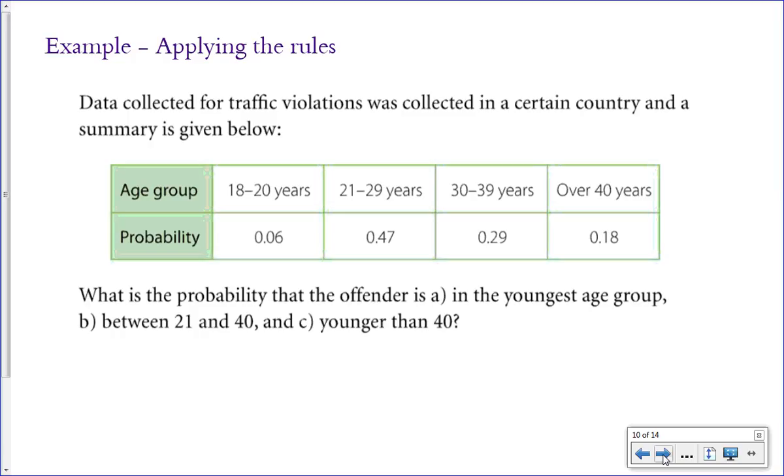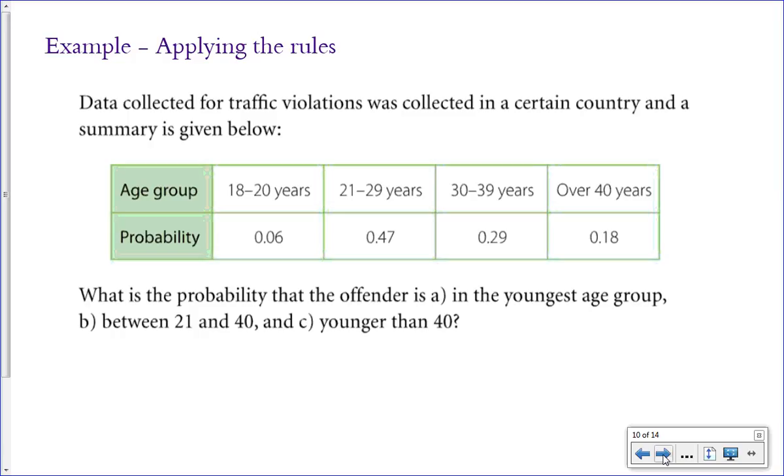So here are some examples of applying these rules. Here's some data, so we're going to do some probability with data, which is interesting. Data for traffic violations was collected in a certain country, and the summary is given below. We're asked to calculate some probabilities. What is the probability that a randomly selected offender is in the youngest age group? The probabilities are right there on the table, so we don't have to think too hard. We just have to figure out which ones we're adding together. The probability of the youngest age group is right on the table. It's the 0.06 probability. So here's an example of probability being given as decimals rather than fractions.